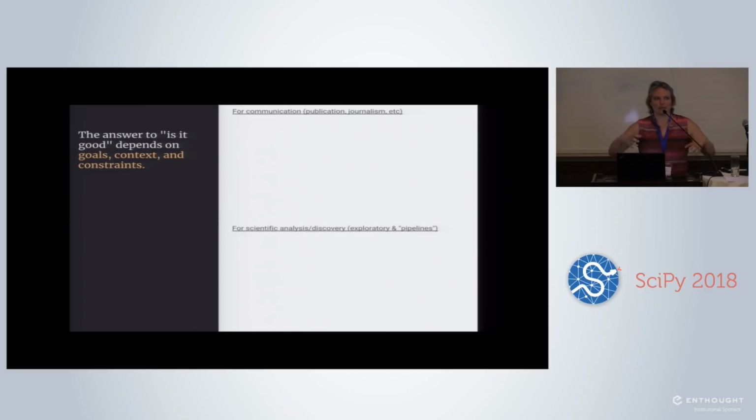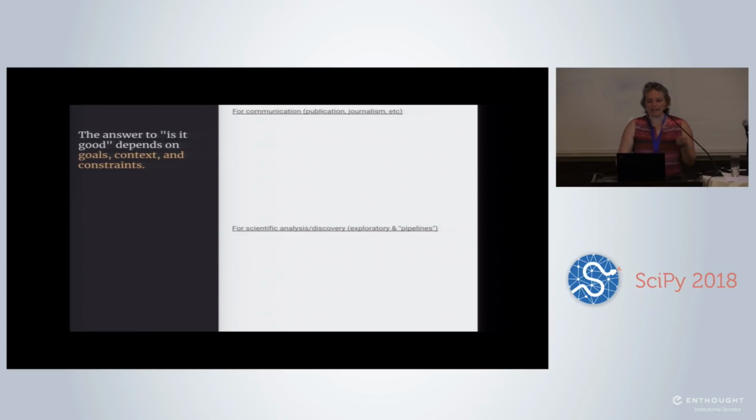And two of the major ways that we break down visualization is for communication and for scientific analysis and discovery. And within analysis and discovery, we have the exploratory mode of, oh, what if I try this? What if I try this? Ooh, that looks interesting. I want to learn more about that. And more of the pipeline mode, where you're getting a new batch of data, you're going to run your pipeline on it, you're going to do your analysis, and maybe, hopefully, you have some charts as part of that.